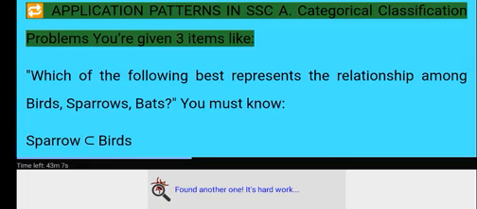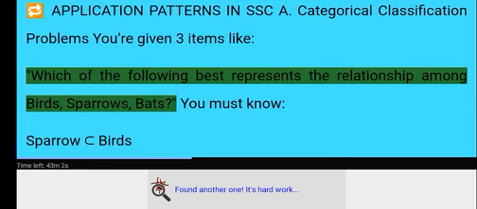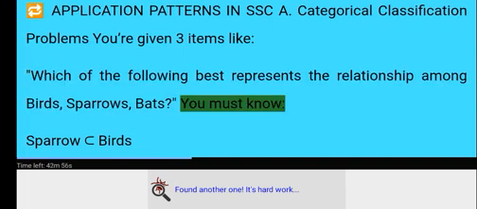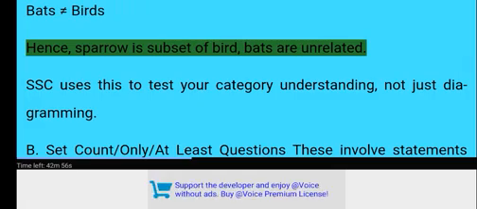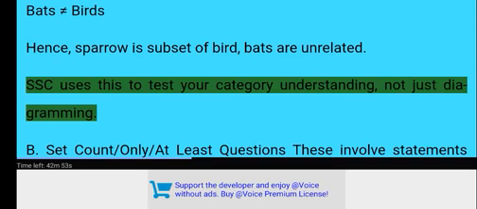Application patterns in SSC. Categorical classification problems: you're given 3 items, like: which of the following best represents the relationship among birds, sparrows, bats? You must know sparrow is a subset of birds. Bats are not birds. Hence, sparrow is a subset of bird. Bats are unrelated. SSC uses this to test your category understanding, not just diagramming.